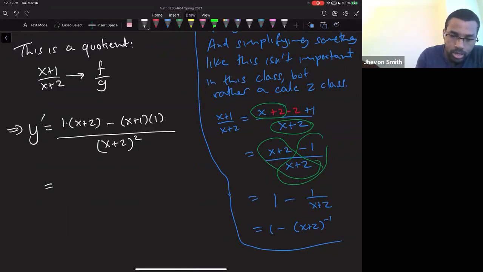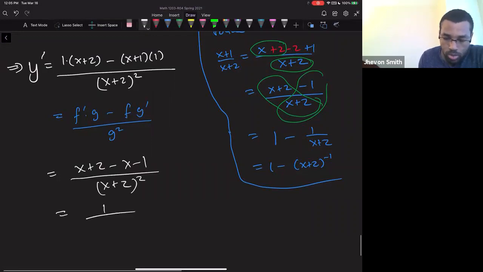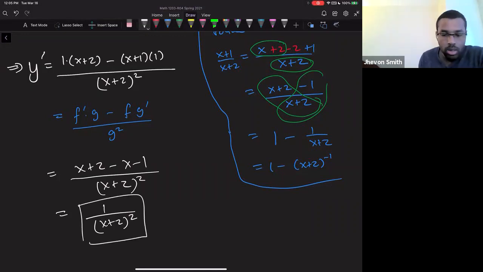And that's because what I just did was f prime times g minus f times g prime over g squared. Now we can simplify. This is x plus 2 minus x minus 1 over x plus 2 squared. That gives you 1 over x plus 2 squared, which is what we said would have been the answer, x plus 2 to the minus 2. So this is applying the quotient rule.